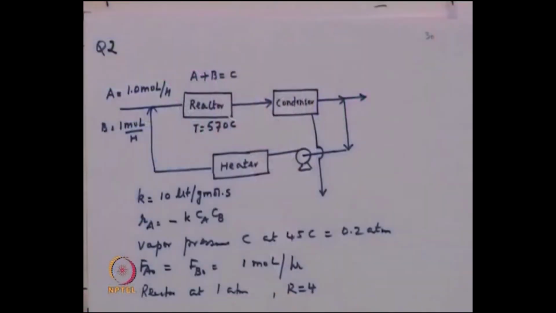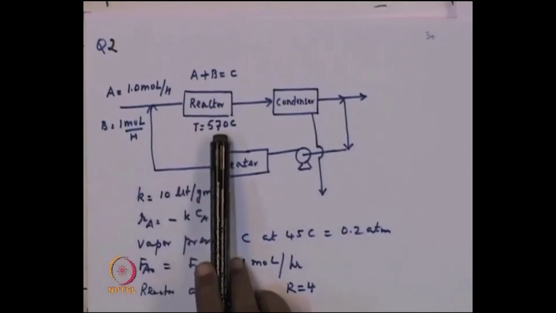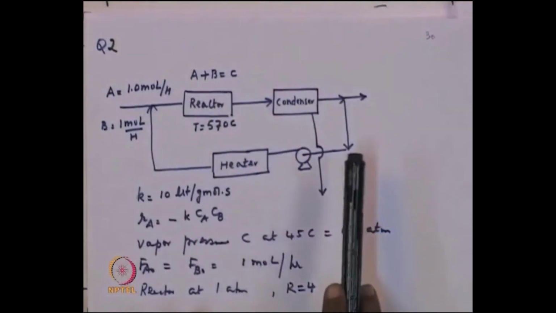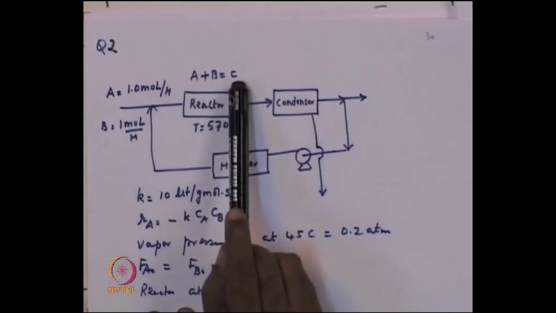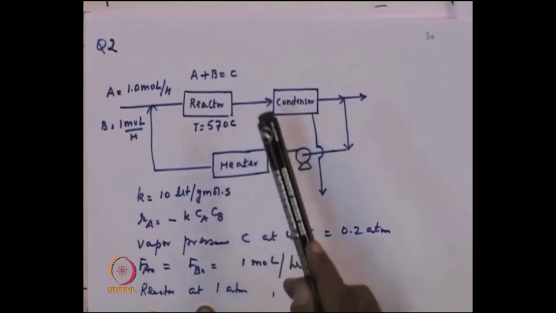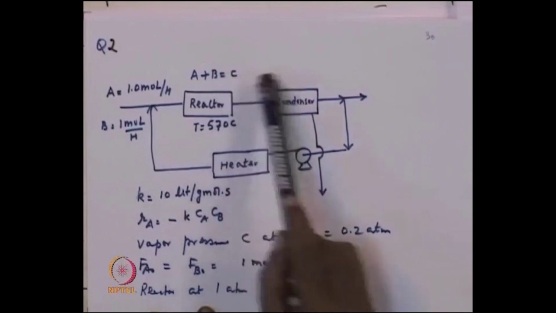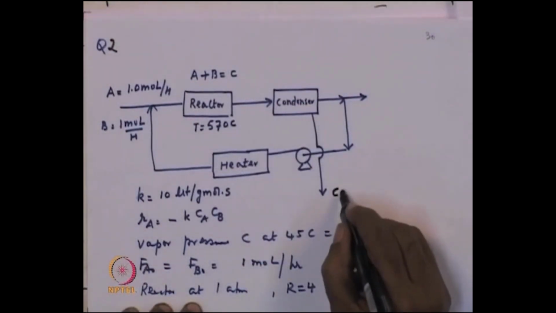There is another example which we have taken here. I want to spend some time on this. So, what I have here is a reactor, operating at 570 C. Most of this data is taken from an industry, and it goes to a condenser. The reaction is A plus B going to C. Then it goes to a condenser, where C is a condensable gas, which condenses. So, this is the condensate.